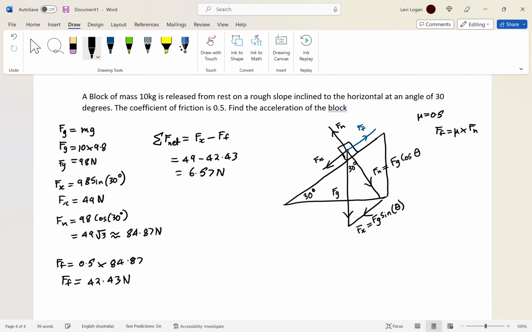Okay? Alright, therefore our net acceleration is the net force divided by the mass. So our net acceleration is going to be 6.57 divided by our mass, which is 10. So our acceleration down the slope is 0.657 meters per second squared, okay? And that is the answer to that question.